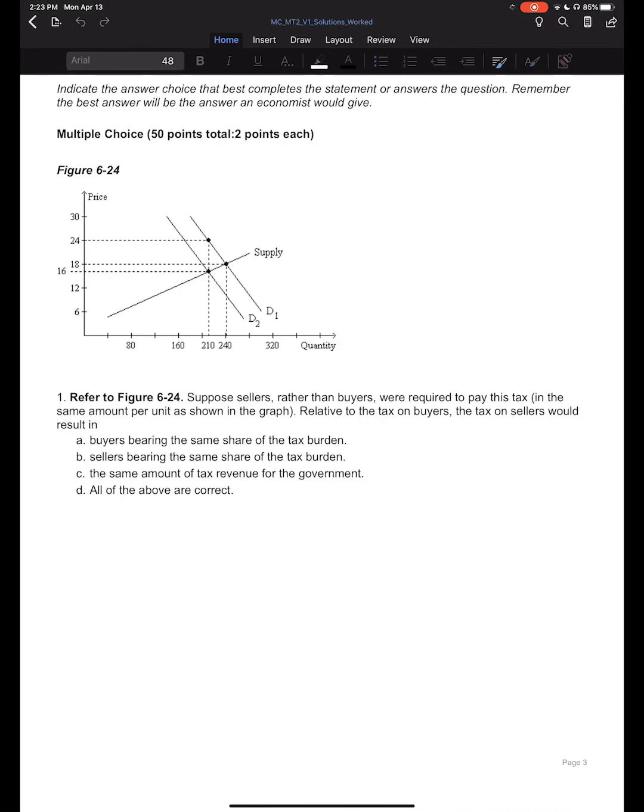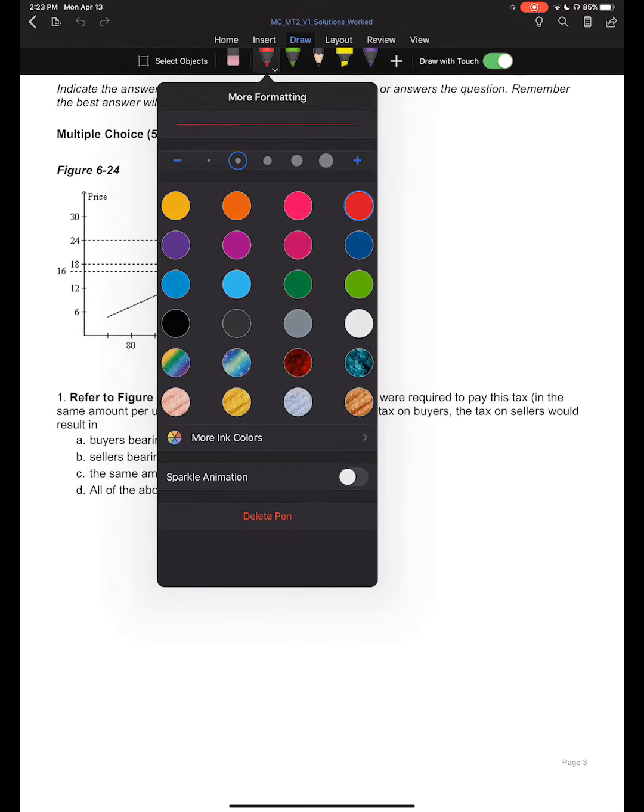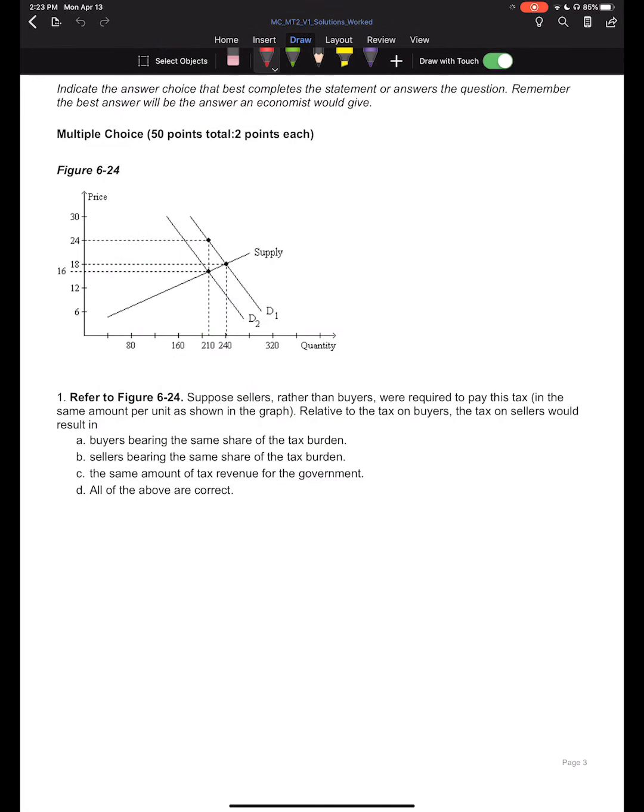Okay, so question one, suppose sellers rather than buyers were required to pay this tax in the same amount per unit as shown on the graph. Relative to the tax on buyers, the tax on sellers would result in. So a few things that we know, no matter who we tax, the buyer or the seller, the tax ends up being the same. The outcome of the tax is exactly the same.